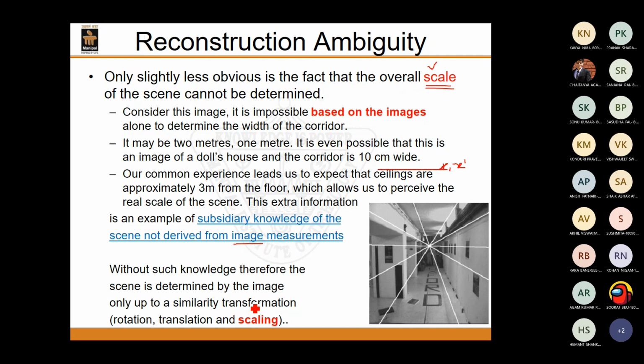So in such a case, when you have an ambiguity with respect to the scale, we can say that the reconstructed scene is up to a similarity transformation. What that means is that on applying a similarity transformation on the reconstructed scene, we can get the actual scene. Similarity transformation means that along with the previous rotation and translation, we are also adding an ambiguity with respect to scaling. A transformation with respect to scaling would also be required if the scale information is not available.